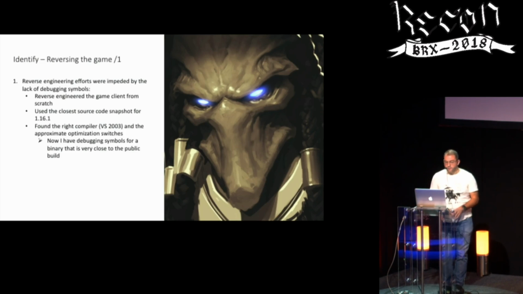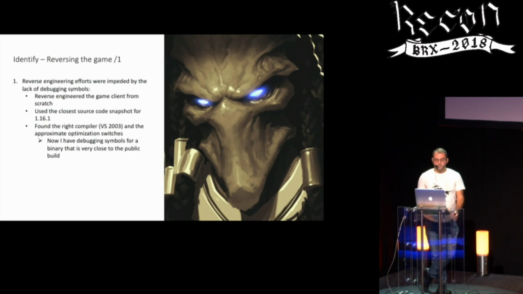So the reverse engineering challenge: I spent 3 weeks trying to reverse the game just enough to be able to start to identify global variables. So I started from scratch. I took the binary from the internet, and I found the closest source code snapshot. It's not exactly 116, but it was very close. And then I started trying compilers. I didn't have the original programmer. He left the company, and I didn't know what exact compiler version, what compiler switches, optimizations, and whatnot. I had to try very different versions of Visual Studio until I found Visual Studio 2003, which gave me a very, very close binary to 116.